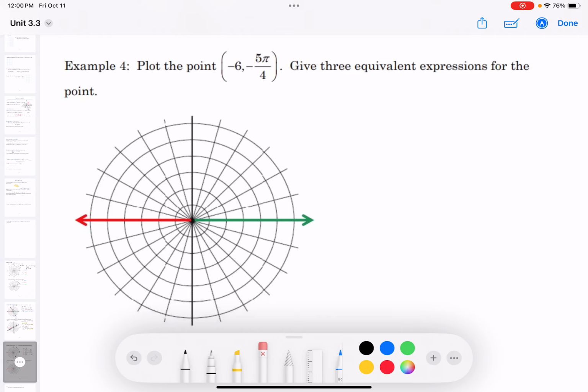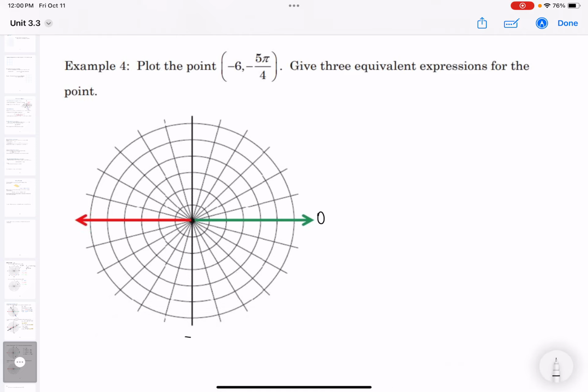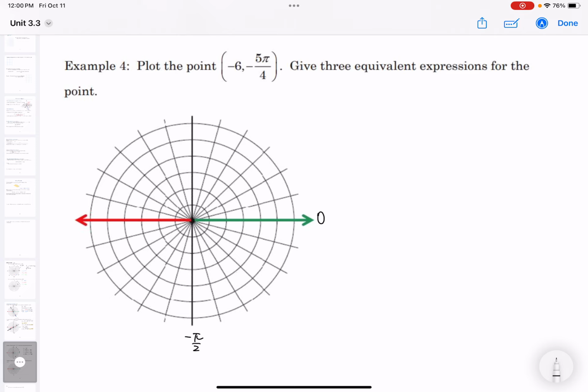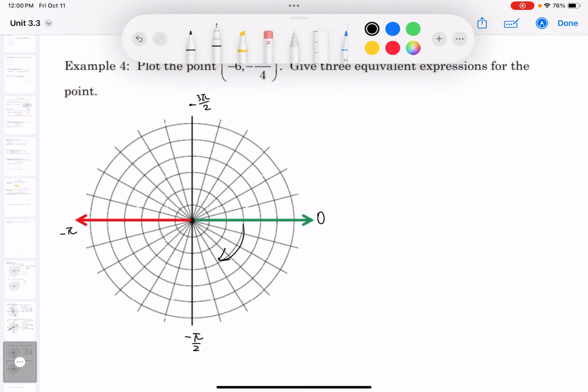Let's start to find -5 pi/4. So this is 0. This is -pi. This is -half pi. And this is -pi. This is -3 pi/2. So if I'm looking for -5 pi/4, I'm rotating this direction. So put it here.